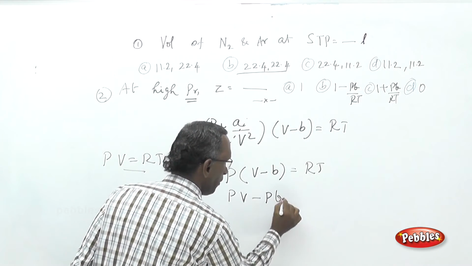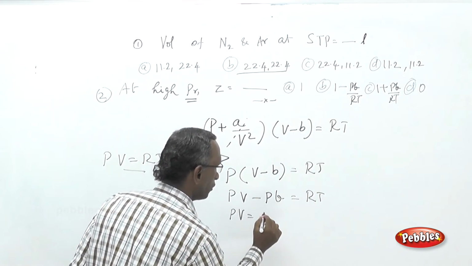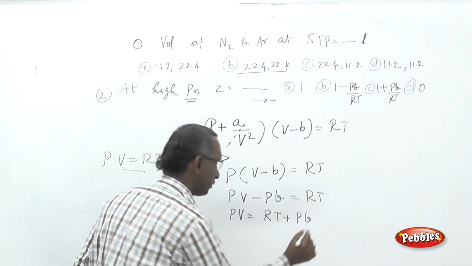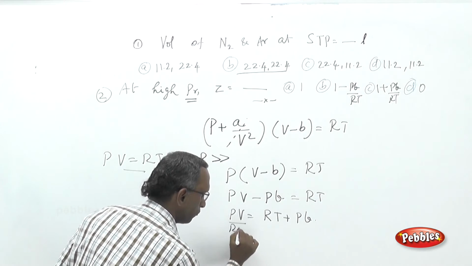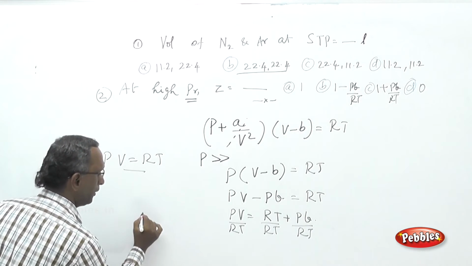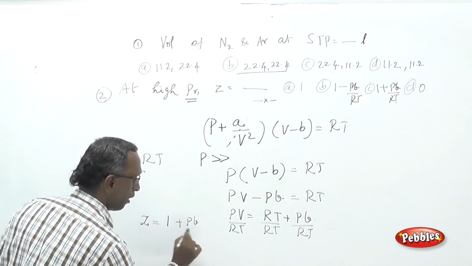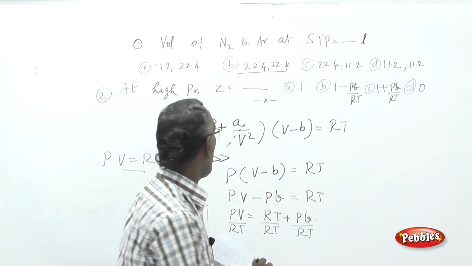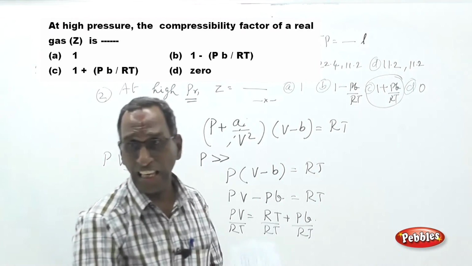PV minus Pb equals RT, or PV equals RT plus Pb. Now divide completely by RT. PV by RT is nothing but the compressibility factor definition. RT by RT is 1, and then Pb by RT. So the compressibility factor for this high pressure case is 1 plus Pb by RT, which is given as the third choice.